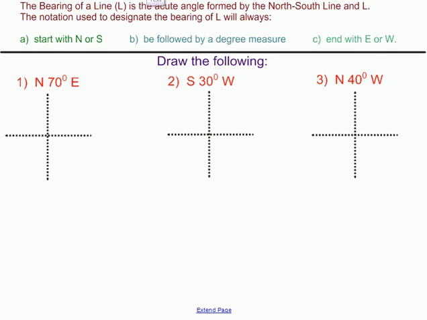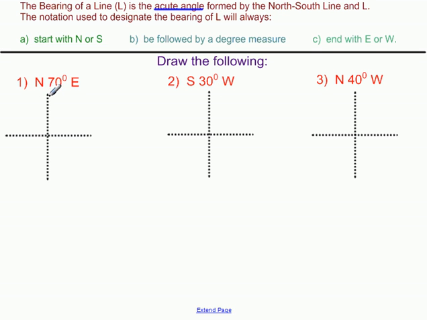Alright, last part is bearings. Bearings really aren't used a whole lot. They're really only in nautical type stuff or flight, where there aren't roads or pathways that you really have to follow. So, a bearing of a line is the acute angle measure, and that's a key term, so it has to be less than 90, formed by the north-south line.